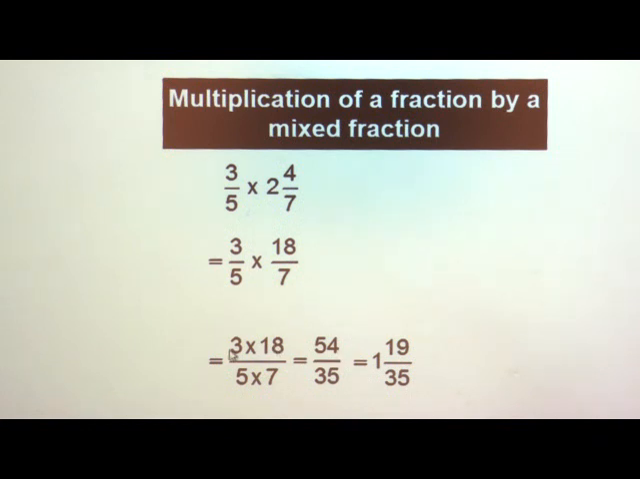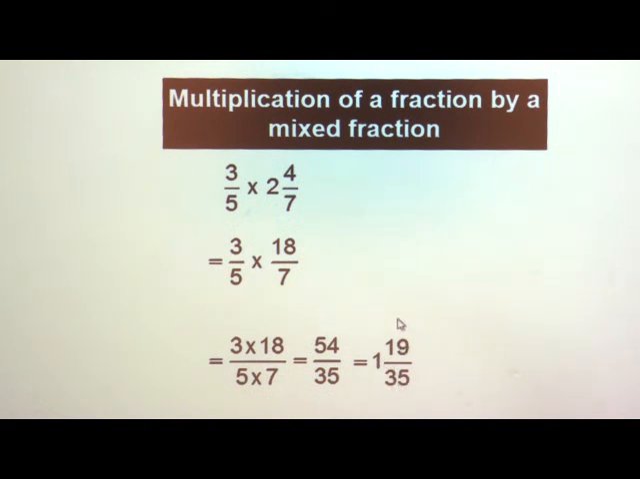So 18 3s are 54 and 7 5s are 35. Now you can see what we got: an improper fraction, that is 54 upon 35. So you know how to divide and find the mixed fraction. Yes, 54 should be divided by 35. So we are getting 1 whole 19 upon 35.